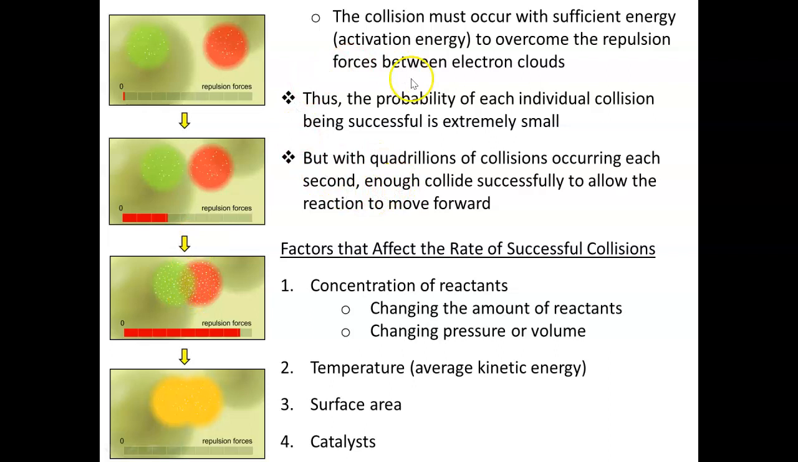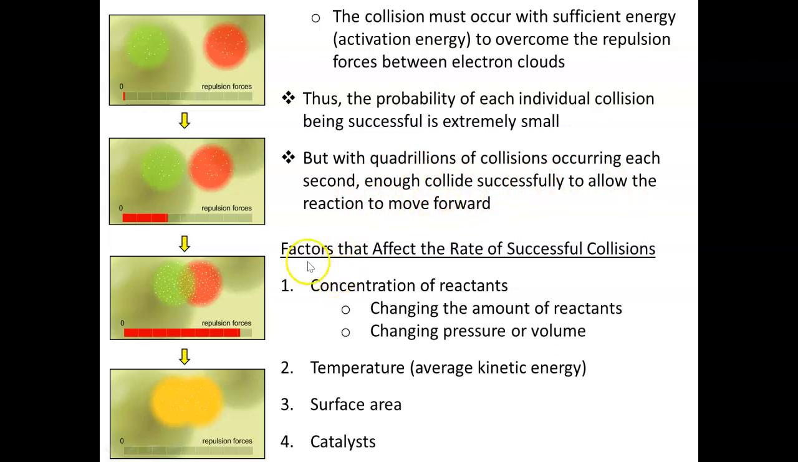Now, trying to get these two things to occur at the exact same time is very, very difficult. Thus, the probability of each individual collision being successful is extremely small. However, with quadrillions of collisions occurring each second, enough will collide successfully to allow the reaction to move forward.